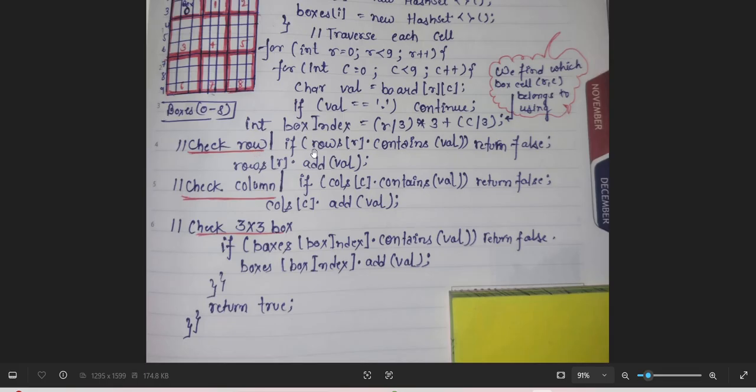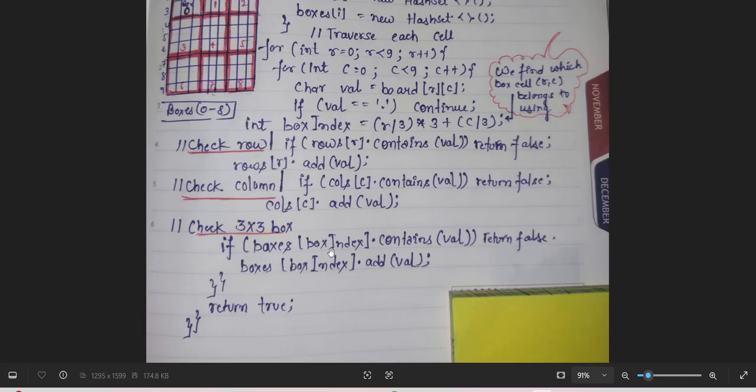First we have to check the row. If the row contains that value, then we have to return false. Otherwise we have to add that value to the row. If that row already contains that value, like suppose in that second example 8 already exists in the column, we are returning false. Otherwise we can just add 8 in that column. Okay, same as for the column and same as for the boxes.